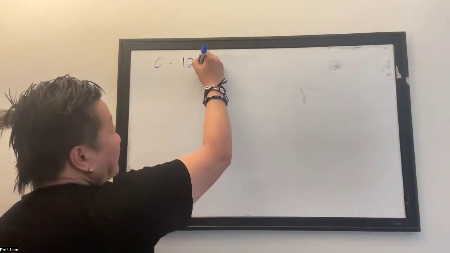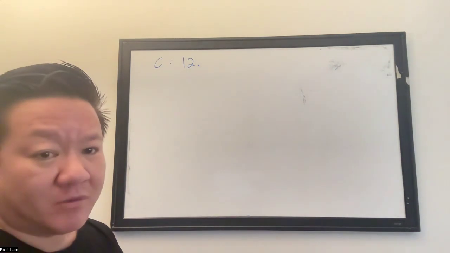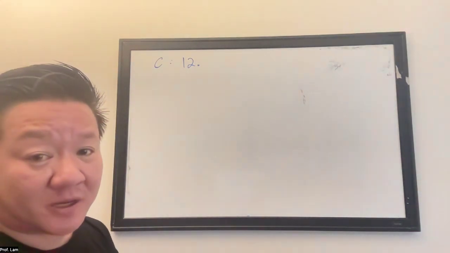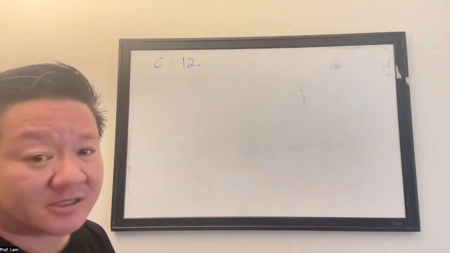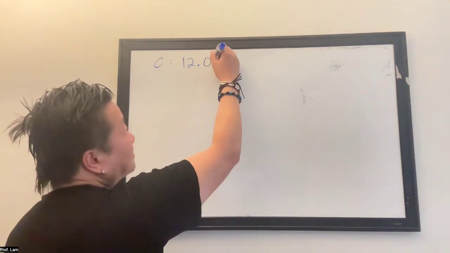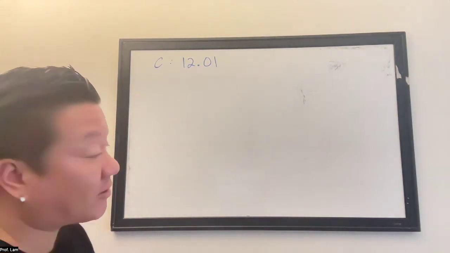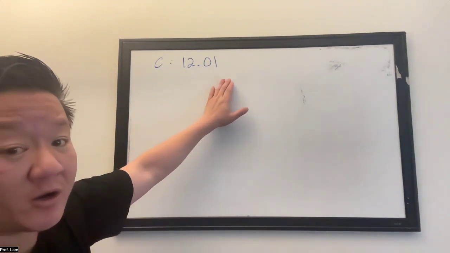And a good general rule of thumb is just to report to 2 decimal places. So you can round these longer numbers to just 2 decimal places, and you're good for the molar masses. Okay. So for carbon, it's 12.01.